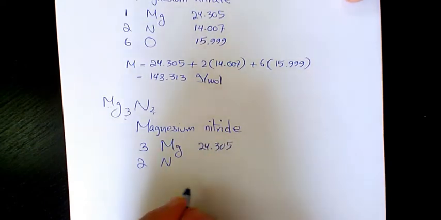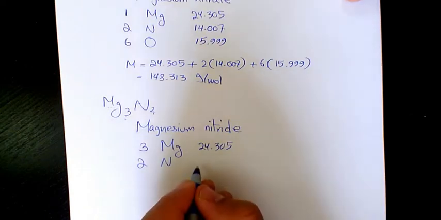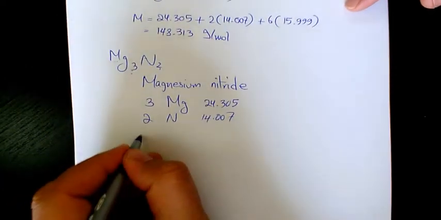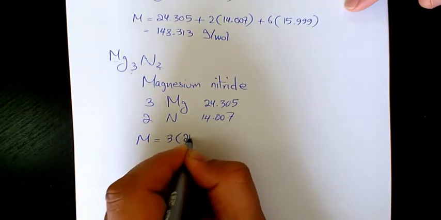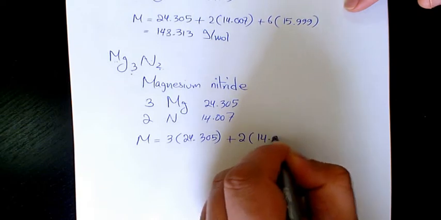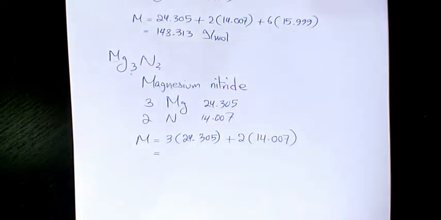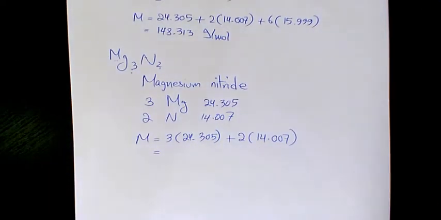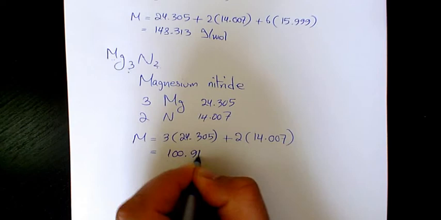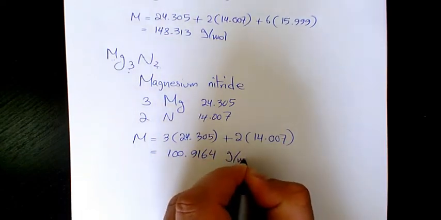24.305 for magnesium and for nitrogen we have 14.007. Then the molar mass is going to be 3 times 24.305 plus 2 times 14.007. It's going to be 3 times 24.305 plus 2 times 14.007. That's going to be 100.9164 grams per mole.